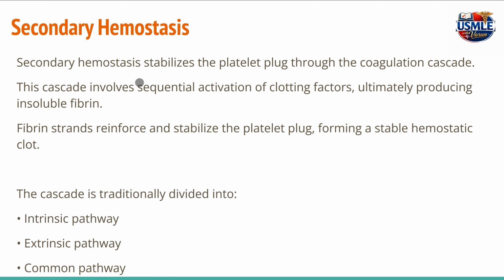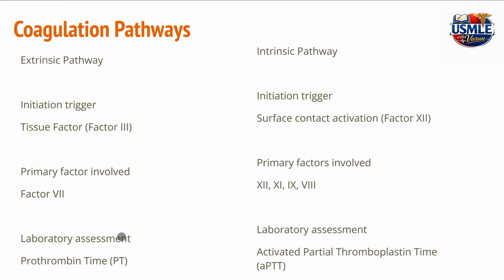Secondary hemostasis stabilizes the platelet plug. This is done through the coagulation cascade, which leads to fibrin formation. Once fibrin is formed as a result of the entire coagulation cascade, it reinforces the pre-existing platelet plug and forms a stable clot. This coagulation cascade can be divided into intrinsic and extrinsic pathways, which finally come together at a common pathway.